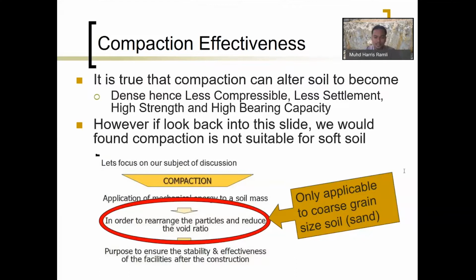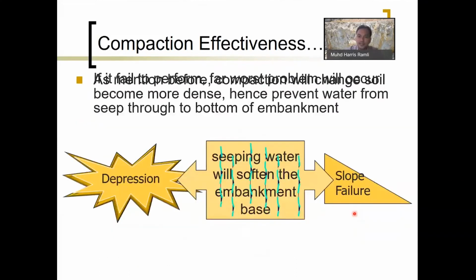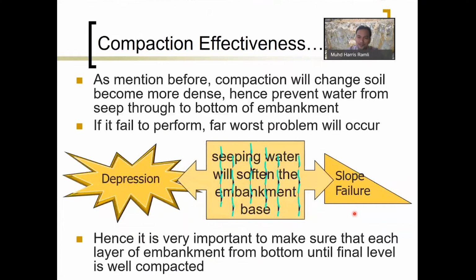So for JKR, they have lots of specifications. As mentioned before, compaction will change soil to become more dense. This also prevents water from seeping through to the bottom of embankments. And if you fail to do this, then water will seep down through the embankment, then it will soften the embankment base. You start to have a slope failure, landslides. Okay, so it is very important that each layer is very well compacted.